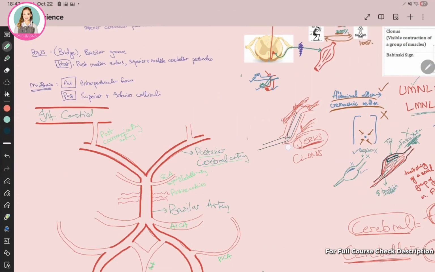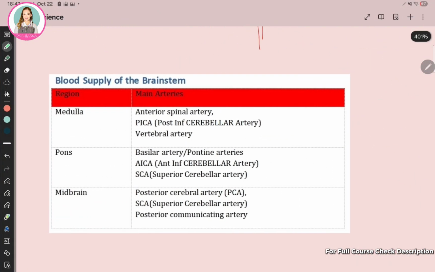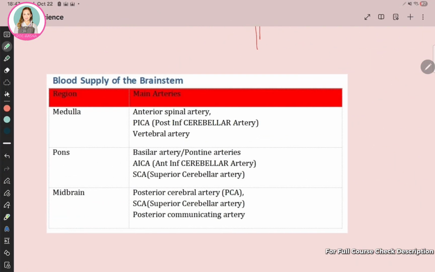So going back to our notes, I've compiled a table for you. Here you go. These are the different divisions of the blood supply of different parts of the brainstem. So we already studied the medulla will be supplied by the anterior spinal artery, the PICA, and the vertebral artery, in that square we drew. The pons is by 4 arteries, so that's the basilar and the small pontine arteries, the ICA and the SCA. Midbrain is also supplied by SCA, and the main one is the posterior cerebral artery, and the small branches, the communicating branches. All right, so you can take a screenshot and note these down as well. This is the perfect division of all the blood supply of the brainstem, and we are done with point number 2.